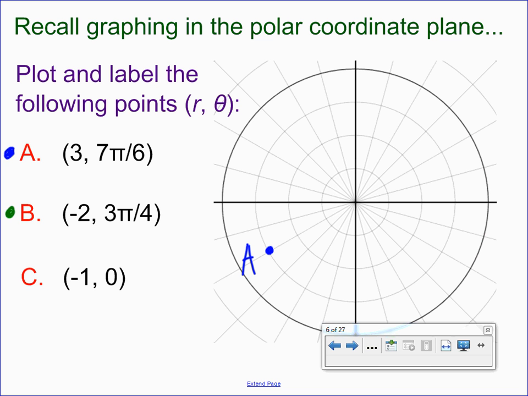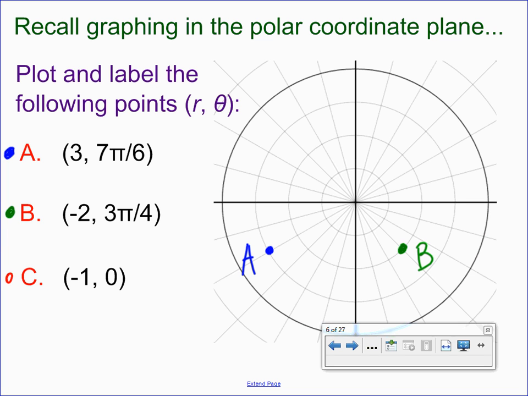For letter B, start at the origin and go a distance of negative 2. How can I go a distance of negative 2? Well, I'll go in the opposite direction given by the ray 3 pi over 4. So where's 3 pi over 4? Well, 3 pi over 4 would be this direction. I want to go the opposite direction 2 units, so how's that? Did I do it right? Is that right? Yes, point B. Yay!